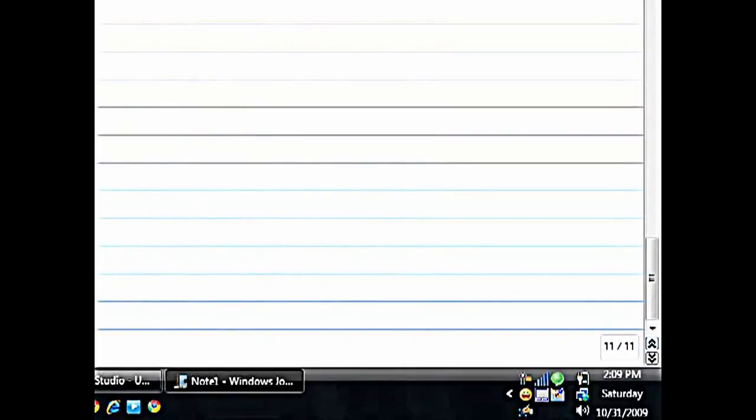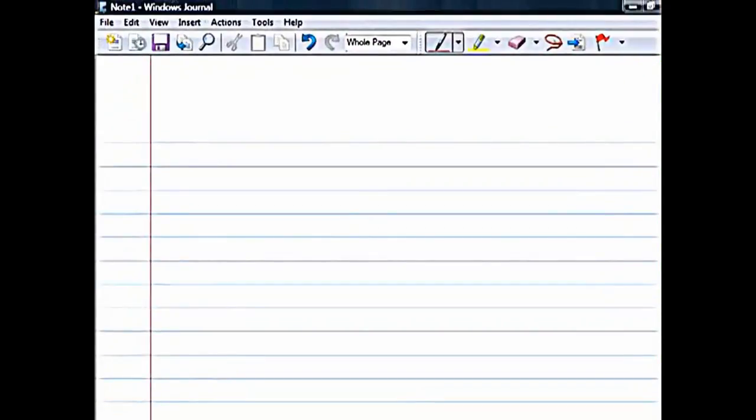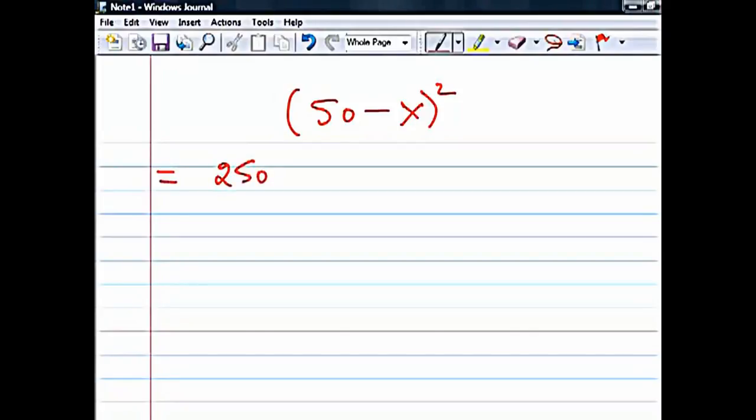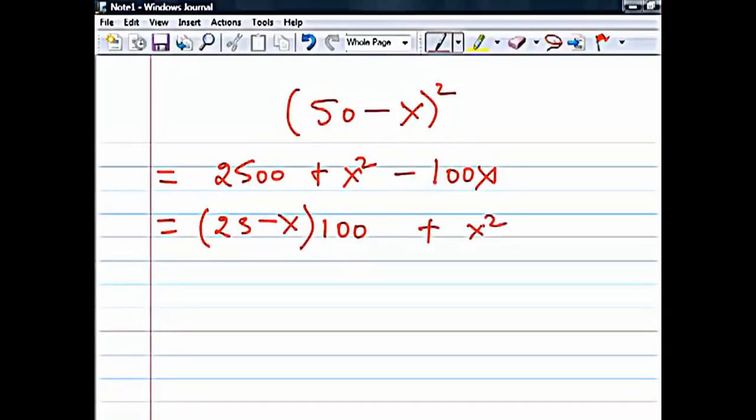With this formula, let's take an example. Suppose we have a number like this: (50 minus x) whole square. So x can be 1, 2, 3, or any number. If I derive it, it will be 2500 plus x square minus 100x. Now it can be again written as (25 minus x) into 100 plus x square.